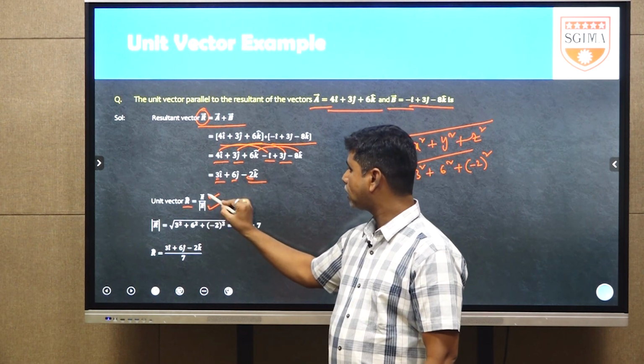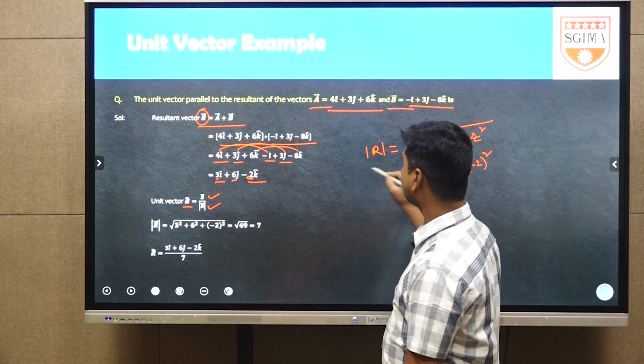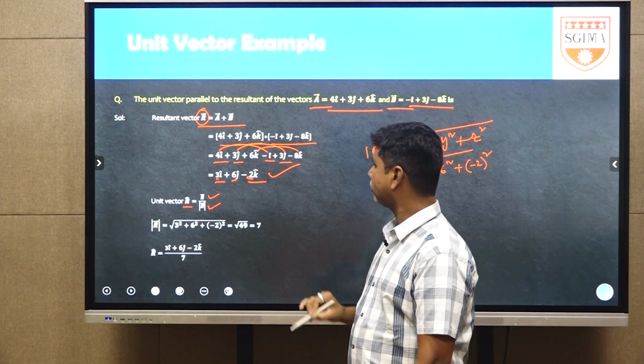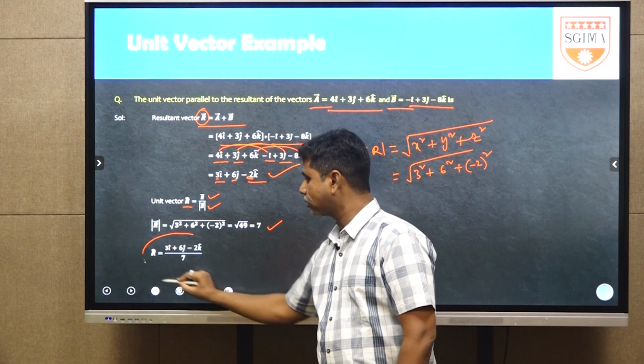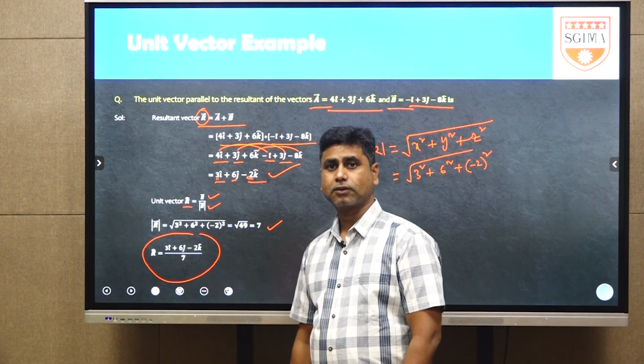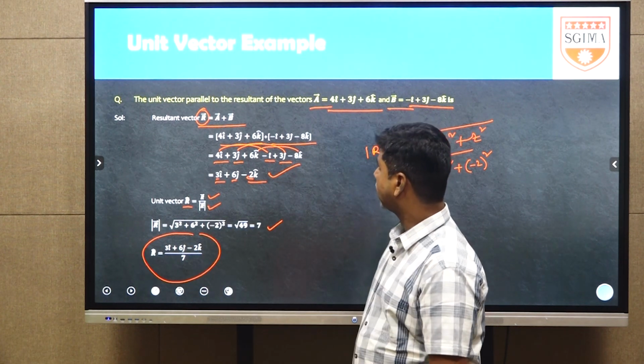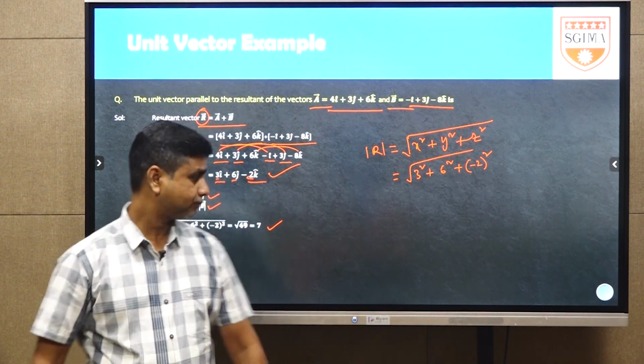Then r cap equals r bar by modulus of r. You know the r bar vector, and the magnitude of r is 7, which is taken here. You understood, I hope. This is the explanation about the unit vector.